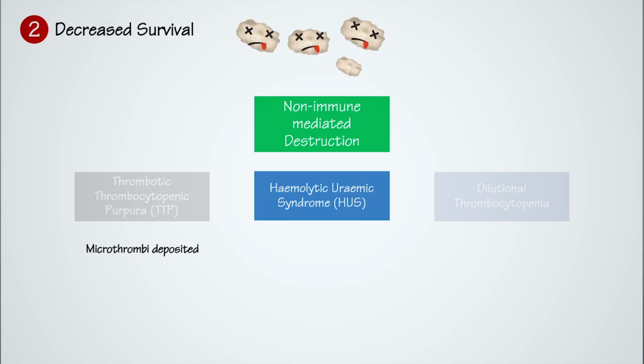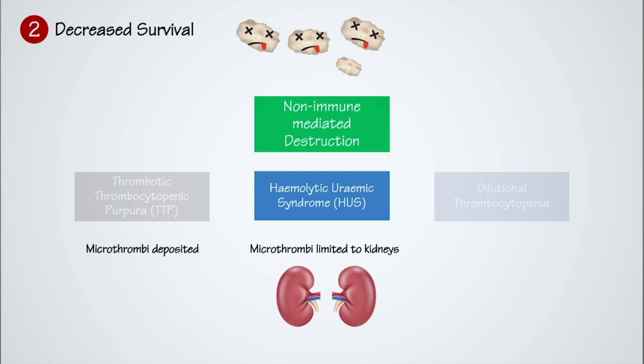Now, moving forward to hemolytic uremic syndrome, also denoted as HUS. It is a disorder similar to TTP that affects infants and young children. However, in HUS, the platelet fibrin microthrombi are limited to only the kidneys. And in many patients, the disease follows recent infections with E. coli and other enteric pathogens.